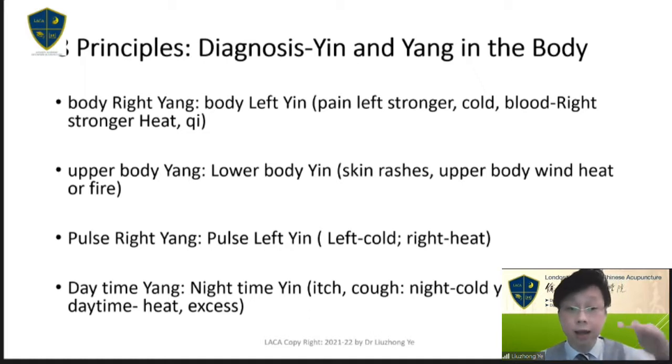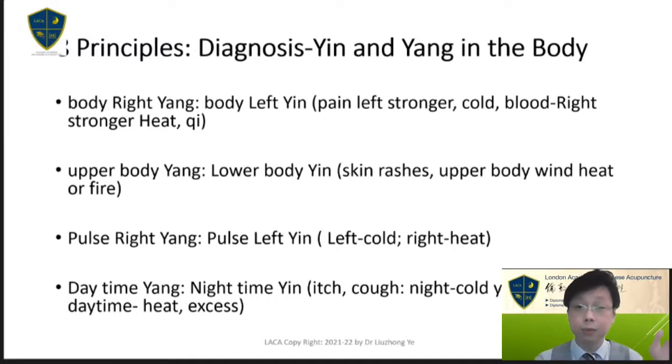And upper body is yang, lower body is yin. So that also has significant clinical significance. That means if you tend to have more problems with the upper body, like for example eczema or skin rash, if they're happening more on the upper part of the body, they indicate more yang issues, so more heat or more wind heat, right? If it's in the lower body, there could be more damp and cold or yin deficiency. So that can also give you some ideas where we're looking into those relevant informations.